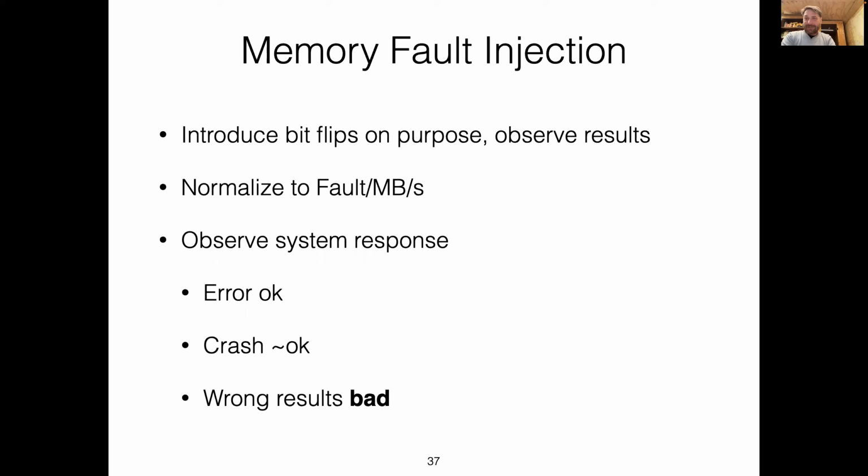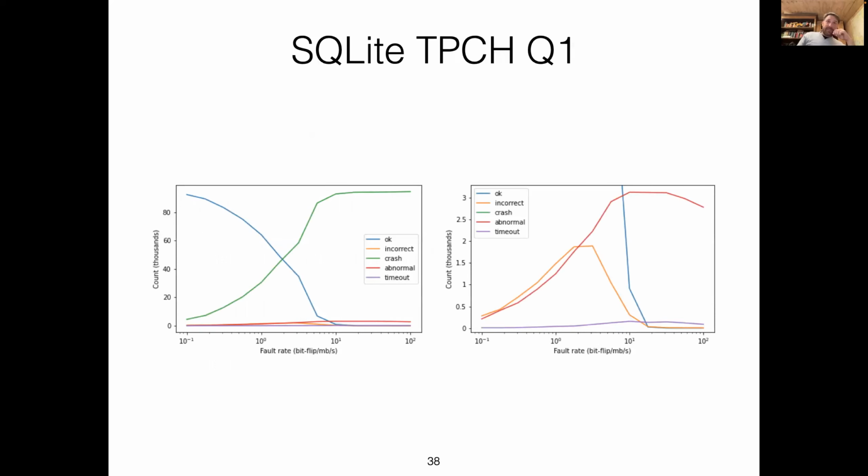There's also a class of errors that is a bit worrying, which is like the system suddenly gives wrong results. And this is particularly worrying if this happens during checkpoint, because then you make your wrong results persistent. So here's a chart that shows you SQLite running TPCH query 1. On the x-axis, we have the simulated memory fault rate. On the y-axis, we count how many times this particular outcome has happened.